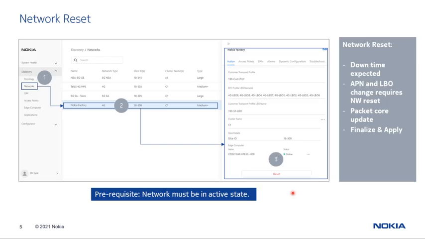Once you click it, you need to reactivate, so to say, the network and go through these finalize and apply states. You will see it once you execute this operation. It's just to highlight that there will be further actions to be done on the customer UI in order to bring the network back online.